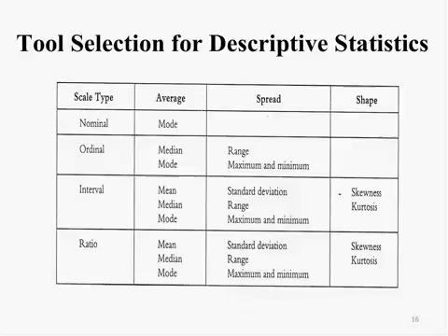And then for the spread, there is no measure for the spread for nominal data, but we use the range of maximum and minimum for ordinal, and the standard deviation, range, and maximum and minimum for interval, as well as for ratio. And finally, for shape, for nominal and ordinal, we do not have any tools, but we do consider skewness and kurtosis when we're dealing with interval and ratio data. Having laid that heavy trip on you, let's move on to slide number 17.